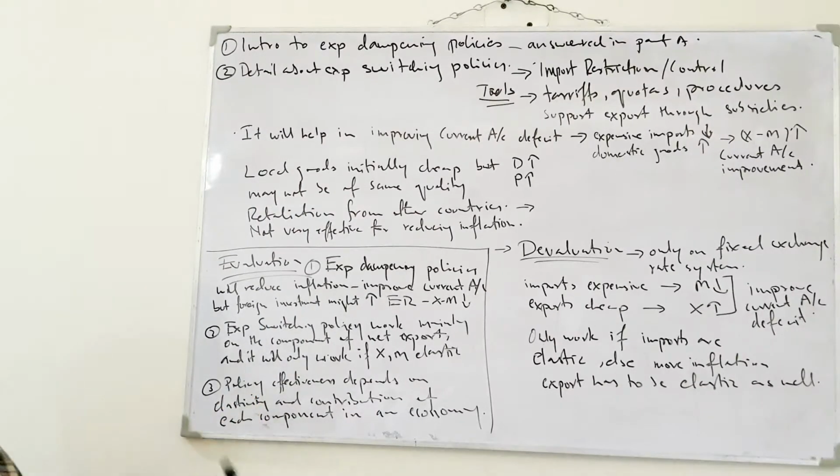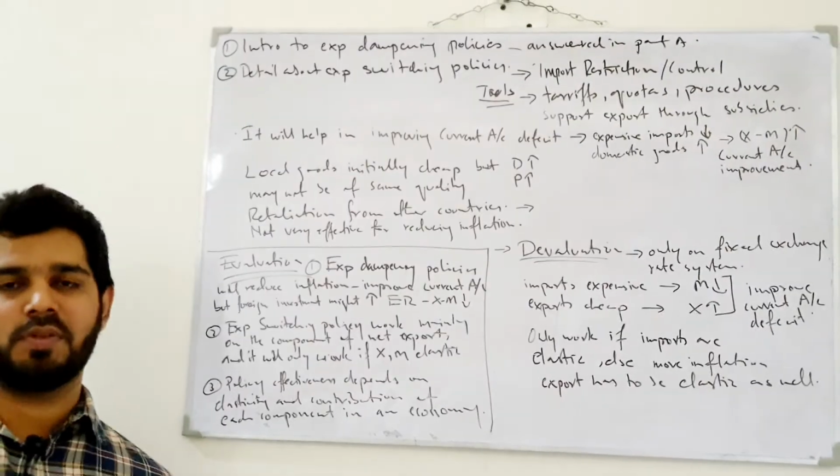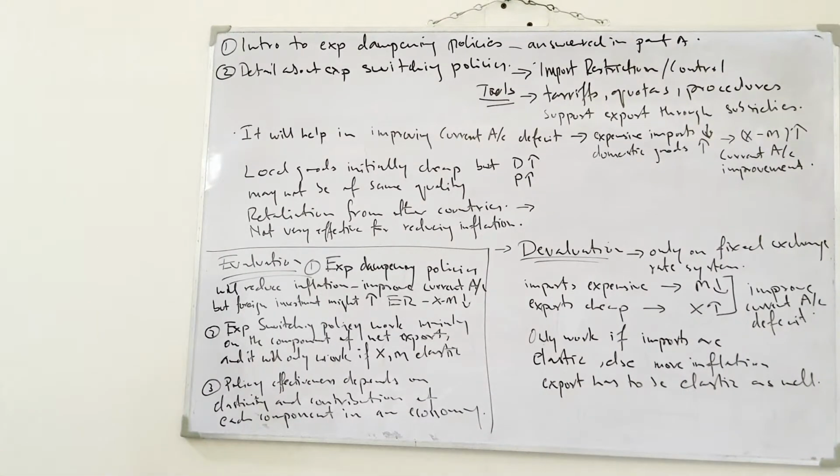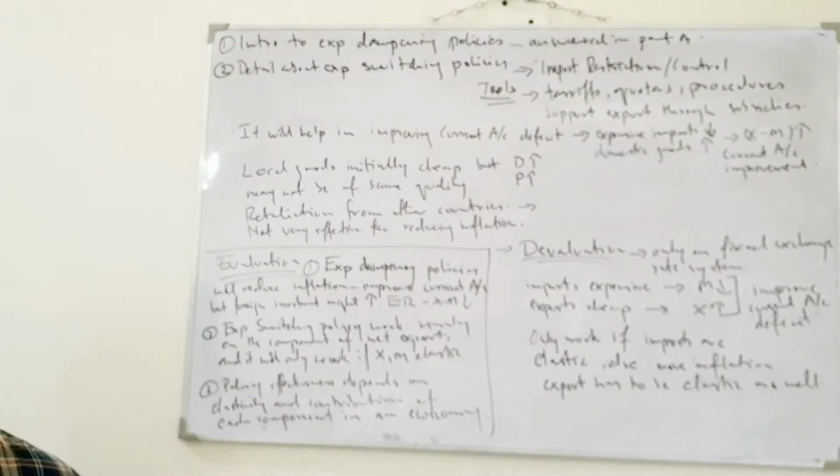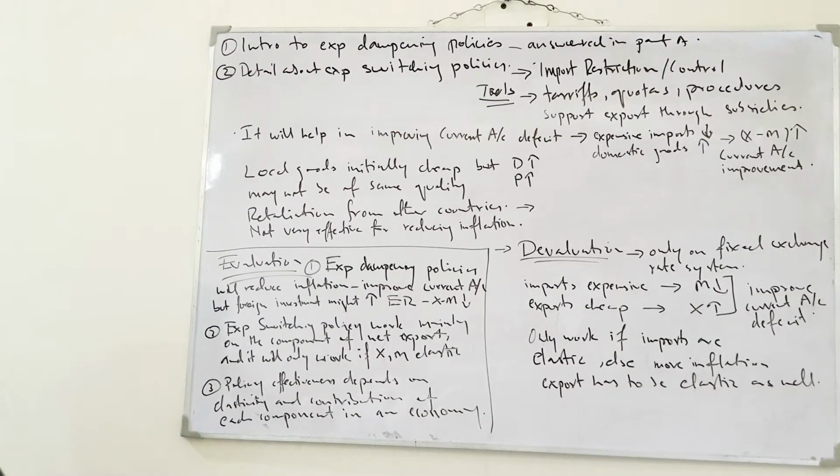Now let's talk about the evaluation. Since it is a 12 marks question, we need to evaluate the answer to this question. So how will we evaluate? Listen carefully. Expenditure dampening policy, which is expenditure reducing policy as well, will reduce inflation. Of course, it will reduce inflation because the aggregate demand curve shifts leftward. This will reduce the demand pull inflation. It will also improve the current account. How? Because the overall expenditure is reducing, so imports will also reduce. What will happen? Your net export will improve, and as a result your current account deficit will improve.